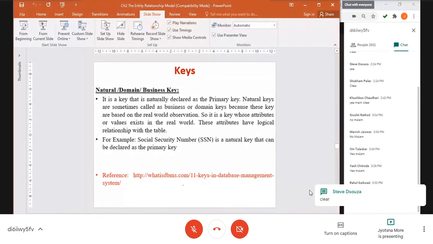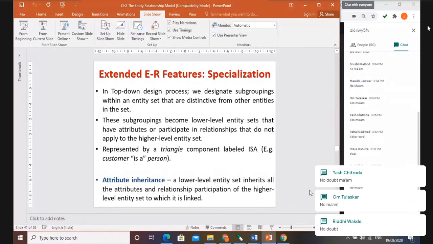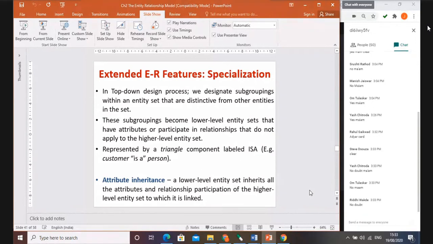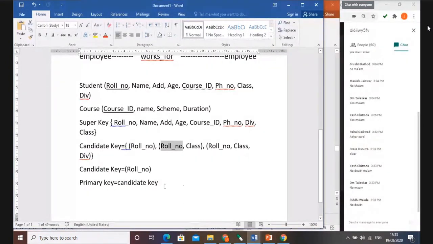Okay, so we'll move ahead. Next is another last concept with the ER diagram, that is specialization. We can say extended ER. In an exam, sometimes instead of extended ER, they also use the term EER. That is nothing but the same thing: extended ER, extended entity relationship diagram. So that is for your reference.